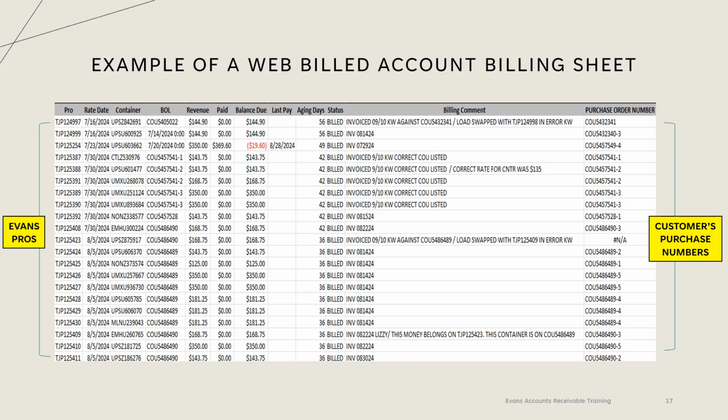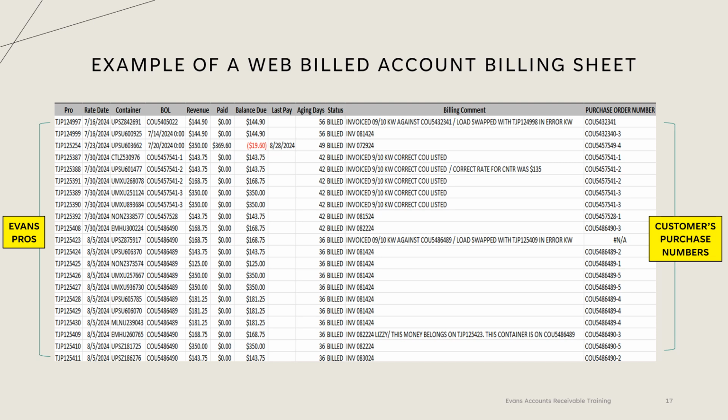This is an example of a web bill account billing sheet. This customer is being web billed by completed purchase order numbers. Those numbers can be found in the column on the far right. As you're viewing this billing sheet, you can see there are multiple pro numbers being billed by the purchase order number.